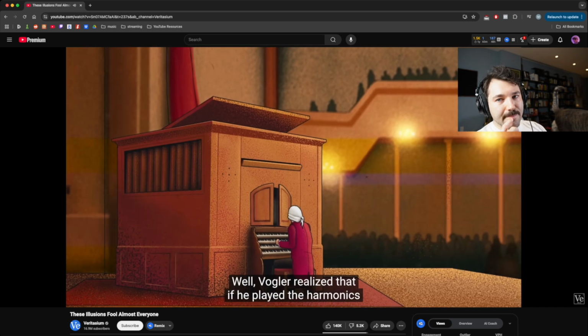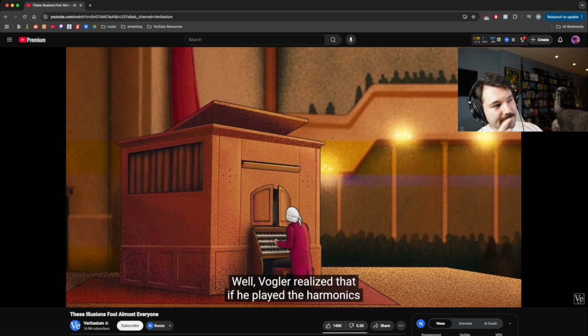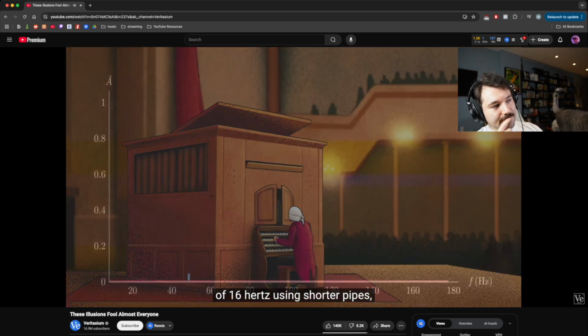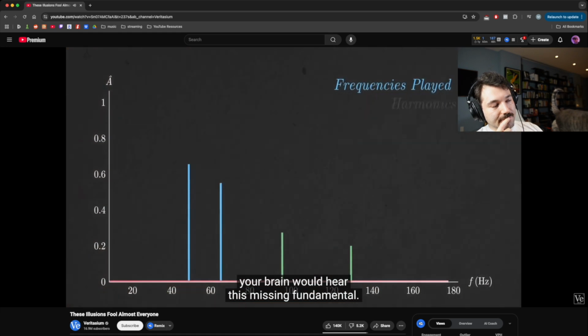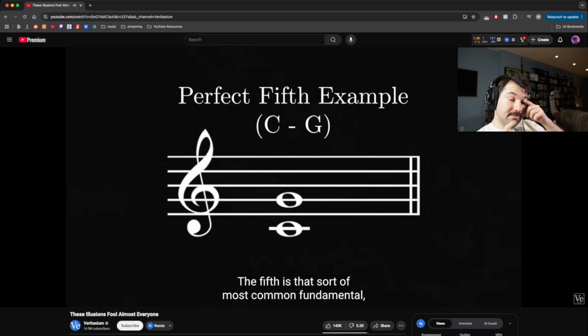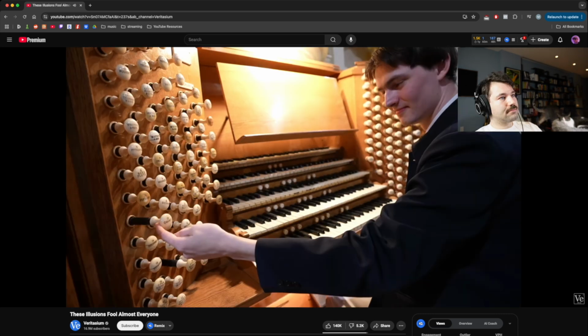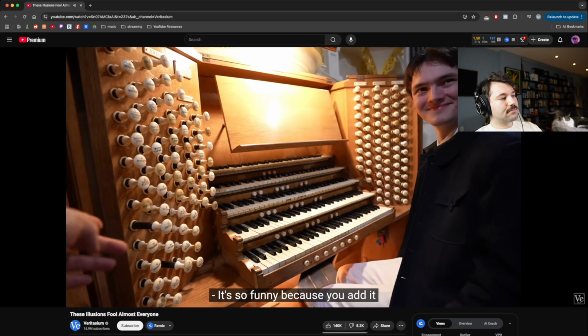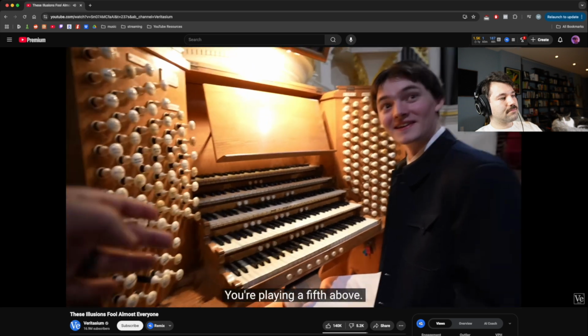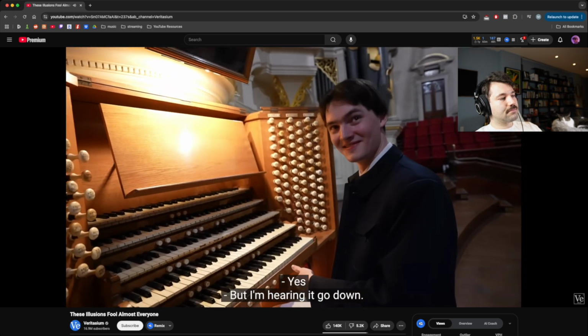Well, Vogler realized that if he played the harmonics of 16 hertz using shorter pipes, your brain would hear this missing fundamental. The fifth is that sort of most common fundamental, which you're going to hear to get the low sound. It's so funny because you add it and I do not hear it going up. You're playing a fifth above. Yes. But I'm hearing it go down.